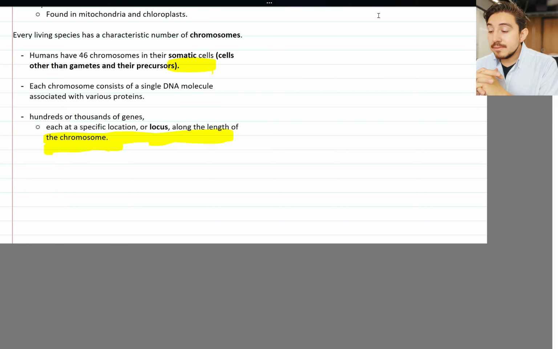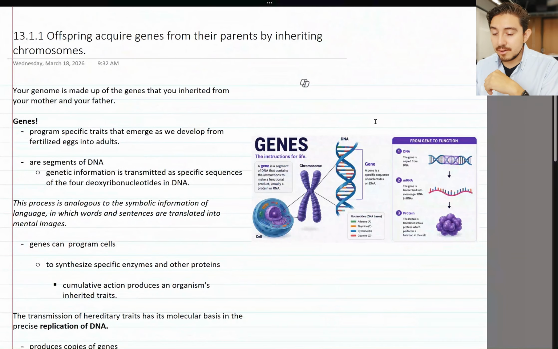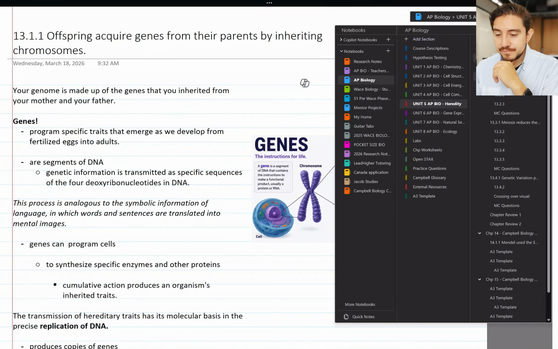Aside from this idea of structure, we also have location, where each gene is in the span of the chromosome. There are hundreds of thousands of genes per chromosome in our body, and they can be found at a particular location. This is called a locus. That specific location where you find a particular gene is referred to as a locus, along the length of a chromosome. Again, we're going to see visuals later on. Let's continue here.